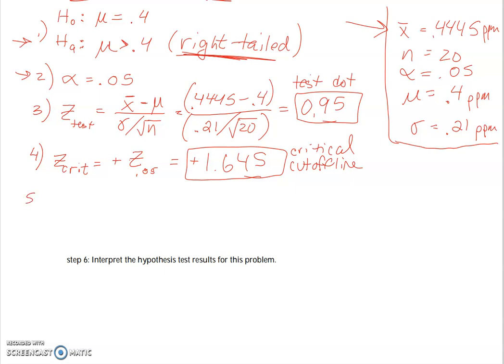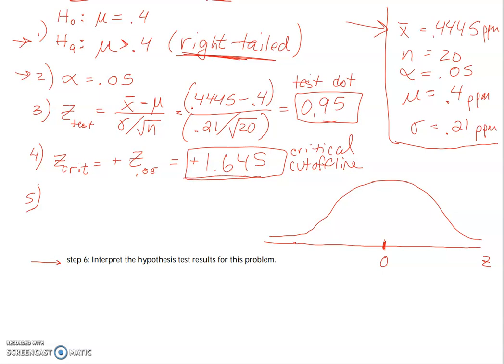Step 5, this is where we need to draw the picture so we can decide if we're going to reject or not, and we'll have our short answer here, and then we'll interpret it down here in step 6. I'm going to go off to the side here and draw my picture. Remember, this is a picture of Z, so 0 is going to be in the middle because we're comparing Z values here to decide if we're going to reject or not. We'll have positive Z's on the right, negative Z's on the left.